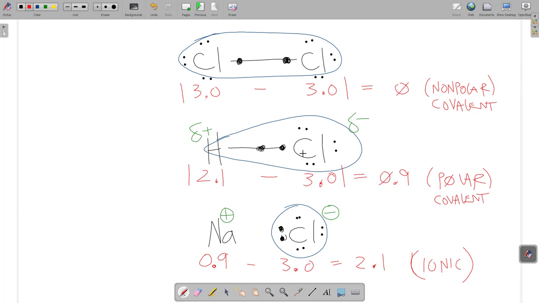But now I have to specify, is it nonpolar covalent because they're sharing the electrons evenly? Or is it a polar covalent bond because they're not sharing the electrons evenly? Because the Cl has more electronegativity, it's more electronegative. So the tug of war, it's stealing the electron away from H, which gives H a positive charge. Or it steals the electron completely away from a metal, which gives Na a complete positive charge and makes that bond ionic. So whether a bond is nonpolar or polar or ionic has to do with the difference in electronegativity. What is the difference in electronegativity between these two atoms?